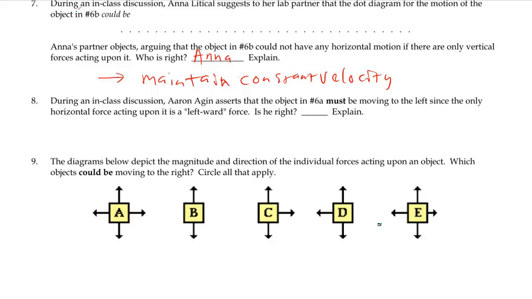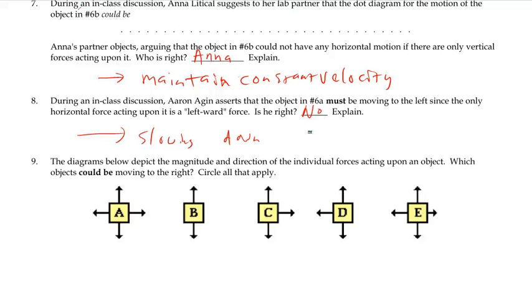Then in number 8, Aaron again asserts that the object 6A must be moving to the left since the force is leftward. Again, he is not right. It might be moving to the right and slowing down. We have no way of knowing its current state of motion. We only know that it's not going to be maintaining exactly that same state. It's not going to move at constant velocity. It's also not going to stay at rest.